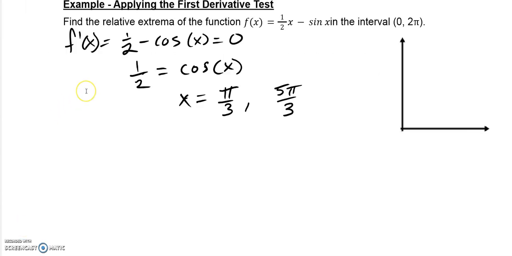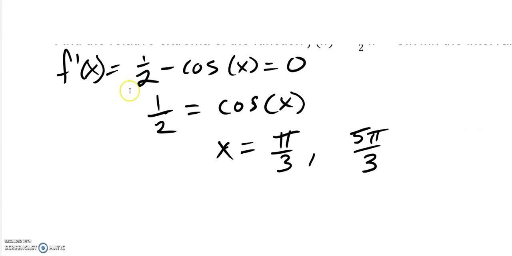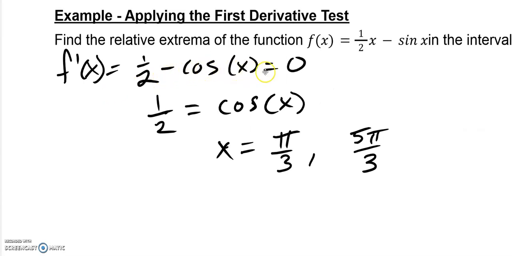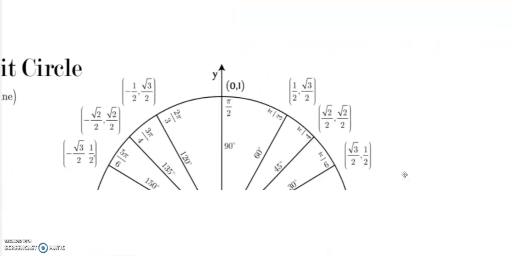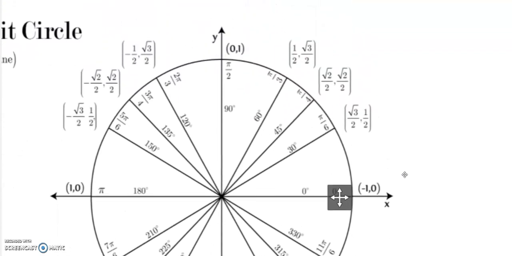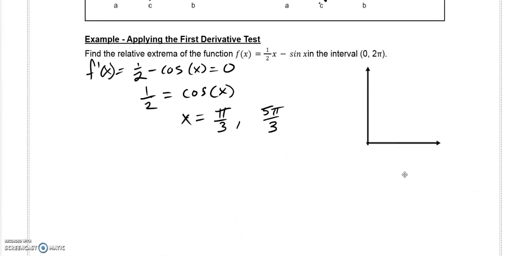Okay, so when we look at the derivative of your function, it is 1/2 minus cosine of x. Set that equal to 0, so you get 1/2 is equal to the cosine of x. Then we have to look at our unit circle, so come over here. When you have 1/2 is equal to cosine of x, you want to know where the cosine is equal to 1/2 between 0 and 2 pi, because our interval right here was 0 to 2 pi.